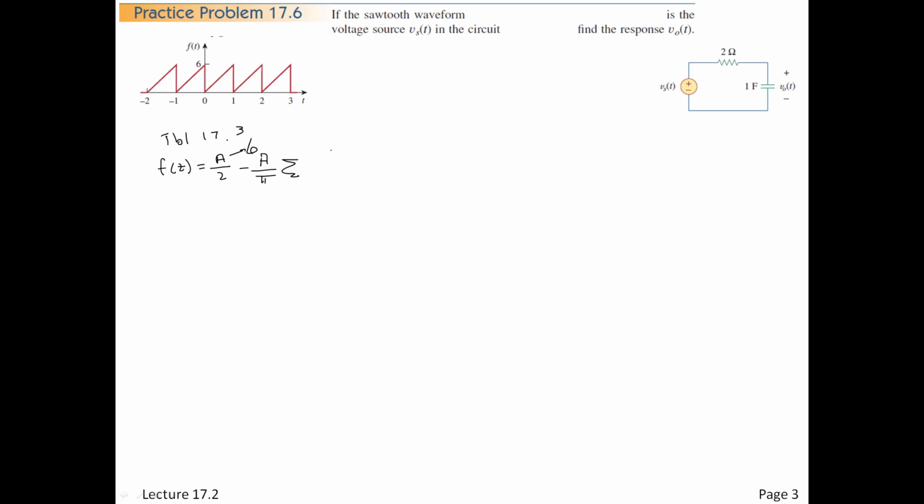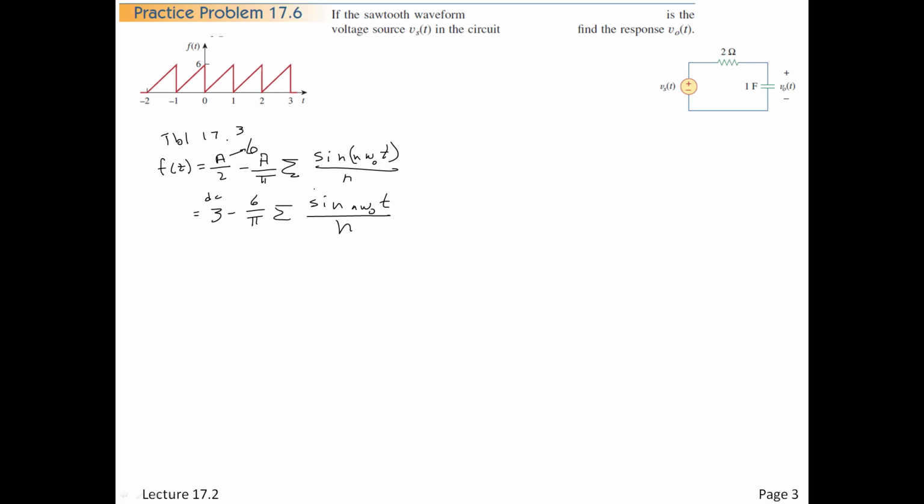The sum of sine n omega 0 t over n. Okay, and we have A is 6, so our real function here is 3 minus 6 over pi times this sum. All right, and we know this is going to be, by superposition, just a series of sources, forcing functions. Here's the DC component and all of these AC components.